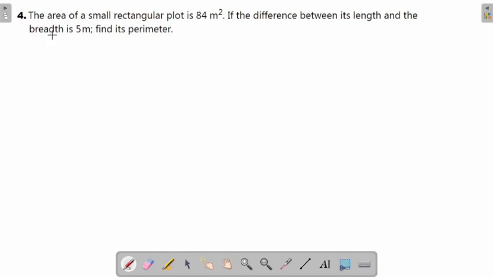So in this question, the area of a small rectangular plot is 84 meters square. So basically given is the area of the rectangle. So how much is given? Area of the rectangle is given to be 84 meters square. Okay, so this is one thing given to us. Next thing that is given to us is the difference between length and breadth is 5 meter. Okay, and it is given that length minus breadth, the difference between length and breadth, is 5 meter.